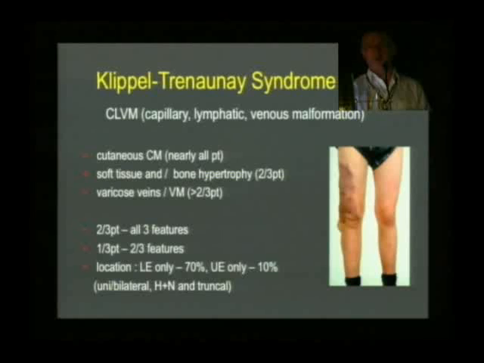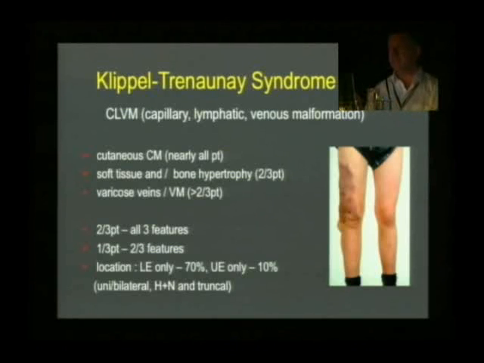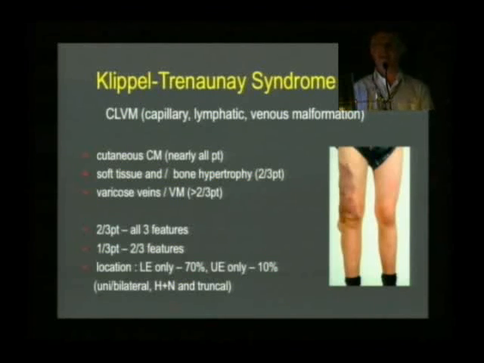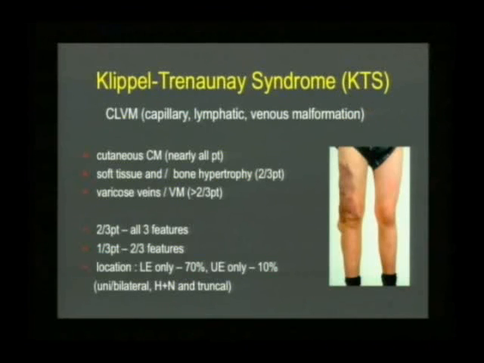Klippel-Trenaunay syndrome, or it used to be named, or sometimes is, and perhaps incorrectly, the Klippel-Trenaunay-Weber syndrome. It really is the Klippel-Trenaunay syndrome. When you go back, if you're being very pedantic and correct, it's the Klippel-Trenaunay syndrome, or KTS. It's a combination of capillary, lymphatic, and venous malformation associated with overgrowth, or CLVM for short. In this condition, there are a triad of clinical features.